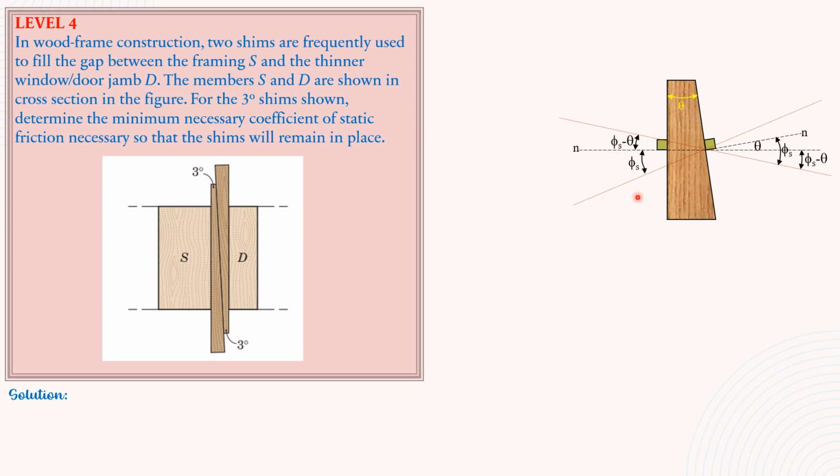Therefore, the total angle here is 2 times P sub S minus theta, which is also the total angle here. 2 times P sub S minus theta. So therefore, this angle, so that it will be 2P sub S minus theta, should be P sub S minus theta. So this is also P sub S minus theta, so that P sub S minus theta plus P sub S is equal to 2 theta S minus theta.